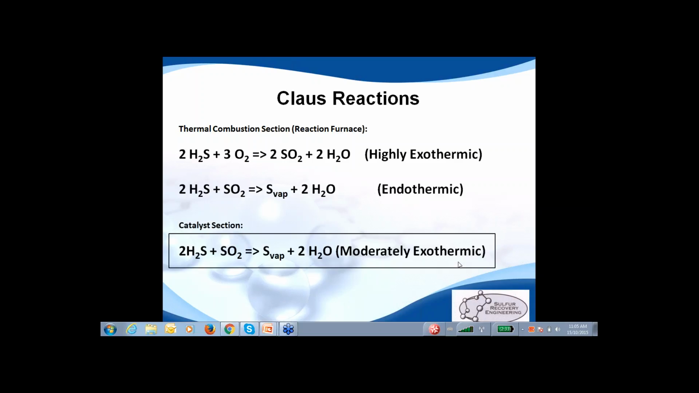Claus converters are packed with catalyst, and the reaction that takes place across a Claus converter is where we react 2 molecules of H2S and 1 molecule of SO2 to produce sulfur vapor. This reaction is formally known as the Claus reaction, where we react 2 molecules of H2S and a molecule of SO2 to produce sulfur vapor and water. This reaction is exothermic, and we will discuss in a later slide what that means in terms of assessing the performance and catalyst activity levels in a Claus converter.